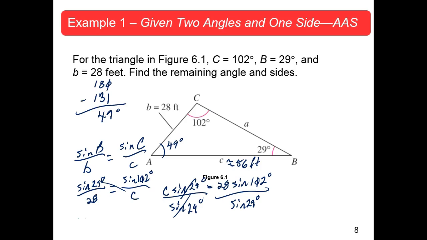Now, next ask yourself, is this even reasonable? Well, this is obviously the smallest angle, so this had better be the smallest side. This is the largest angle, so this has got to be the longest side, and sure enough, this is longer than that. So I feel pretty confident that's at least in the right ballpark.